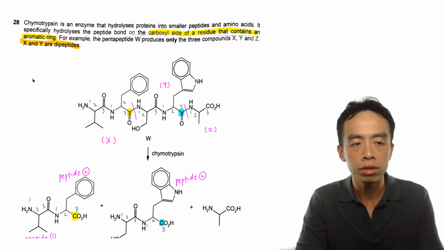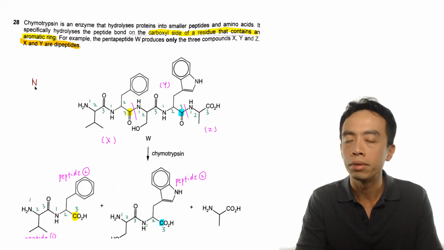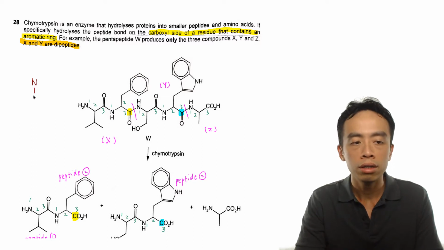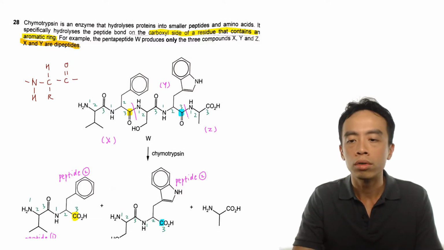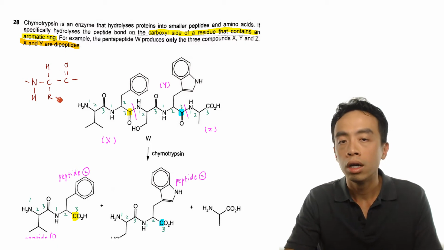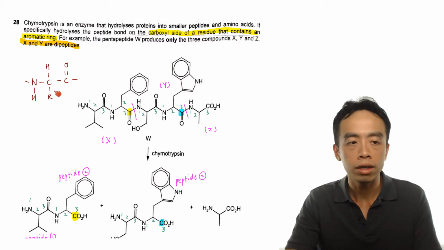The first position will be position N, which represents the amine. Then this will have a hydrogen. Then the second position will be a carbon with a hydrogen and an R group. The third position will be the acid group, C double bond O group. So this is the repeat unit for a polypeptide that we can find in a protein.